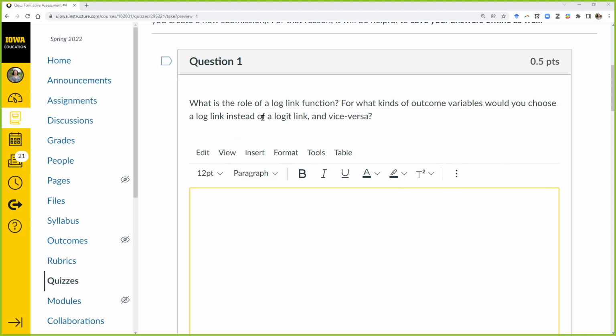So log link, summarizing, is for bounded below but not above. Logit, probit, etc. is for two boundaries, generally speaking. So any questions on that one?